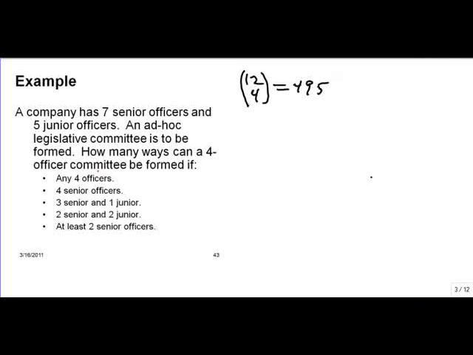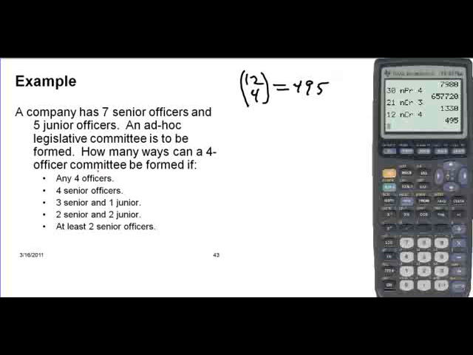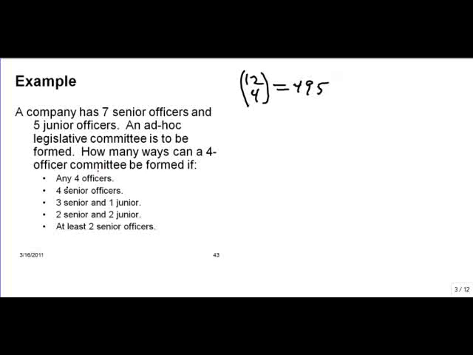495. So the next one is I want 4 senior officers. Again, I have to ask myself, how many senior officers do I have? Well, clearly I have 7 senior officers. How many of these senior officers do I want? I want 4 of them. Does it matter how I get these 4? And the answer is no. So I know that this is going to be a combination. So there are 7 choose 4 ways to do this one.